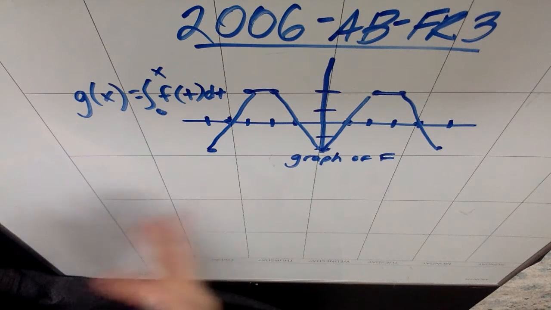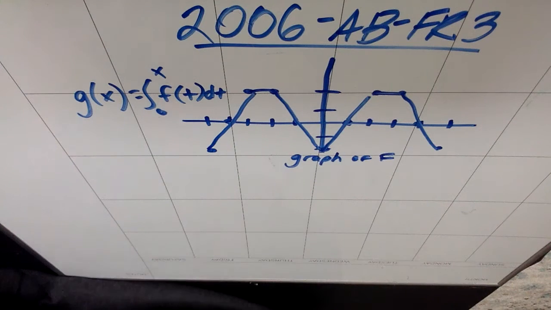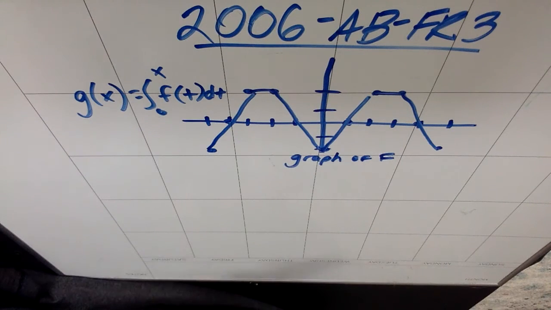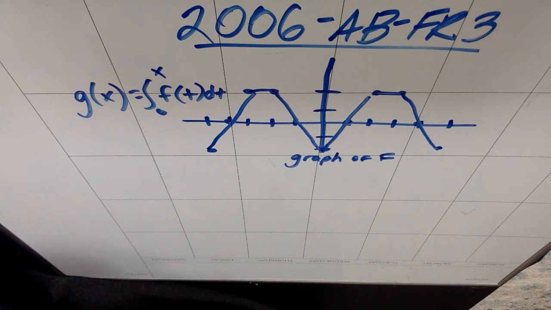It's much better on the actual AP problem, but this is my really bad version of it. With 6 line segments, and they do give you the coordinate point values of these different points, but they're exactly what you'd expect. They're integer values. Let g be the function such that g of x equals the integral from 0 to x of f of t dt. So part A asks us to find g of 4, g prime of 4, and g double prime of 4.